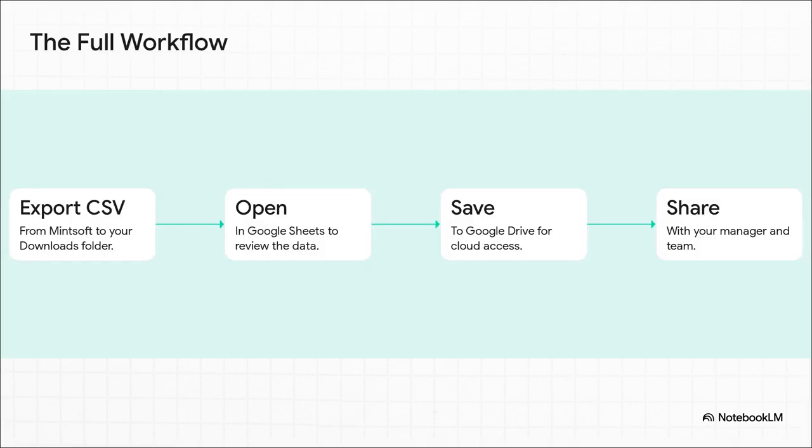And look at this. This brings the whole process full circle. You export that CSV report from Mintsoft, and it lands in your Downloads folder. From there, you can open it up with an online tool like Google Sheets to check the data. Then you can save a copy to your Google Drive and share it with your manager. You see? You just used four different tools seamlessly to get the job done.